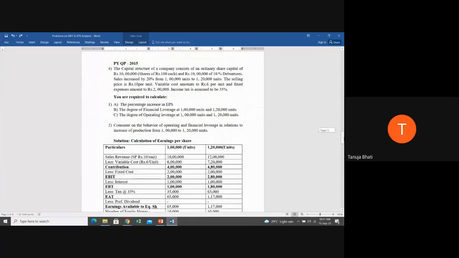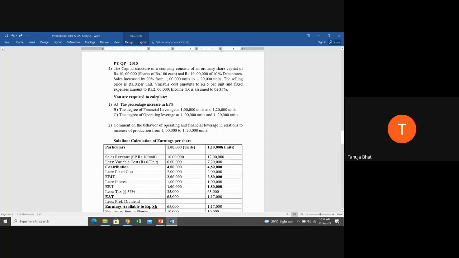Now let us move ahead to problem number 4. The capital structure of a company consists of equity share capital of rupees 10 lakhs, and rupees 10 lakhs of 10% debentures. Sales increased by 20% from 1 lakh units to 1 lakh 20,000 units. The selling price is rupees 10 per unit. Variable cost amounts to rupees 6 per unit and fixed expenses amount to rupees 2 lakh. Income tax is assumed to be at the rate of 35%.